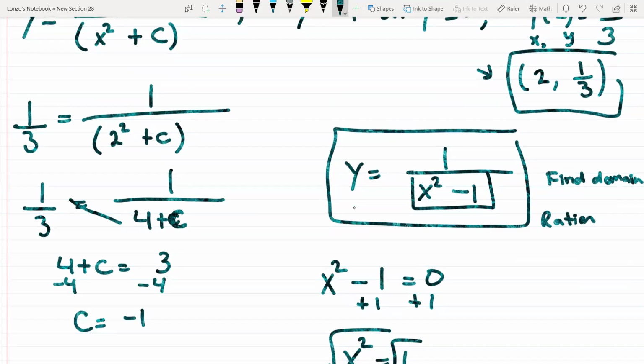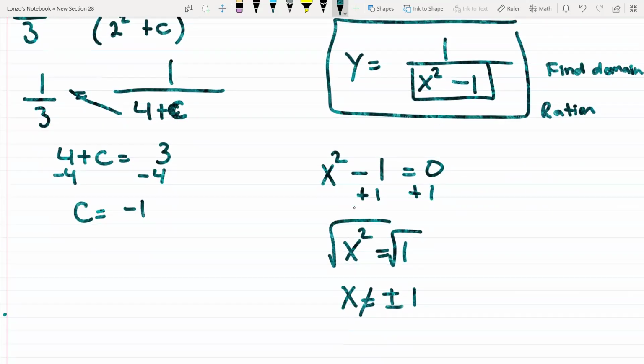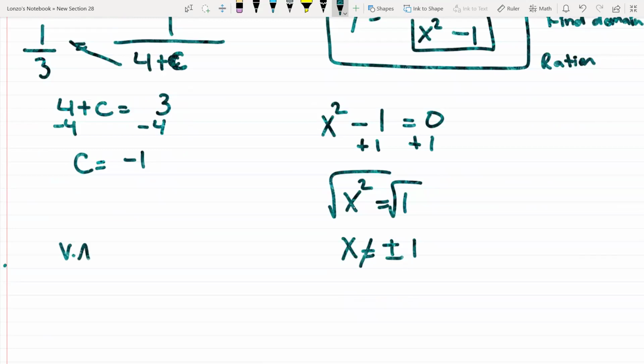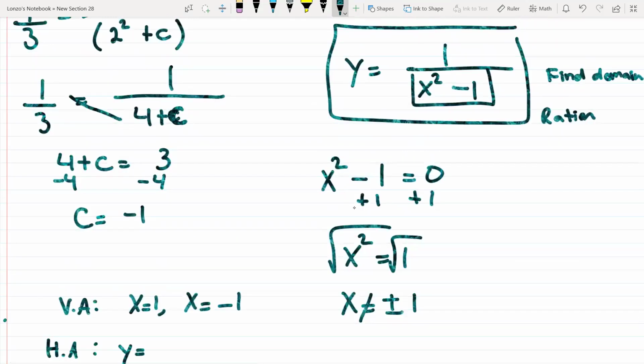So let's graph this. We know our vertical asymptotes are x equals 1 and x equals -1. And then let's find our horizontal asymptote because it is a rational function. So how do you find the horizontal asymptote of this particular rational function?